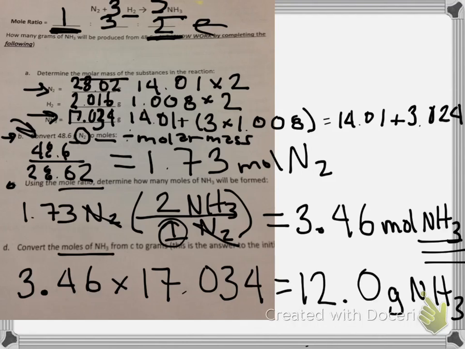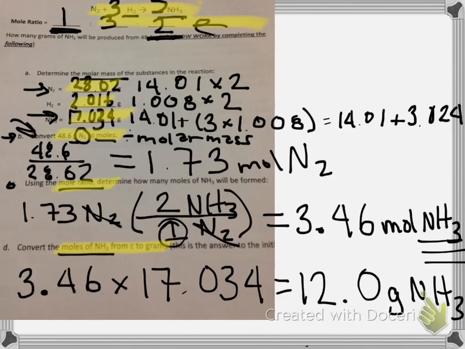So you're going to have a problem exactly like this. Not with the same numbers, okay, but you're going to have to balance an equation, figure out the mole ratio, figure out molar masses of the substances involved, convert grams to moles, convert using mole ratio, and then convert moles to grams. Okay, so make sure you can do each of those things.